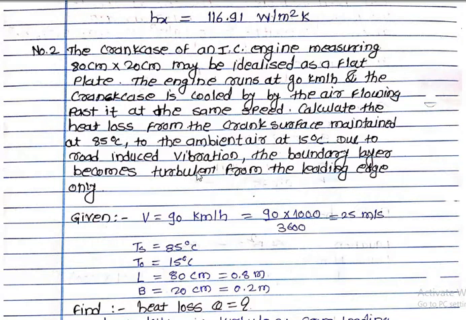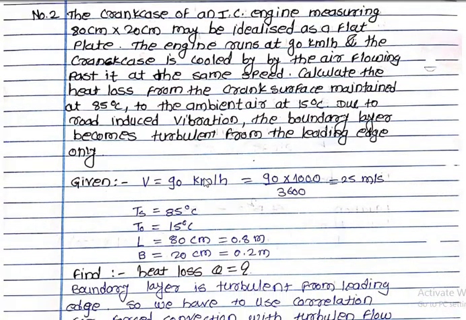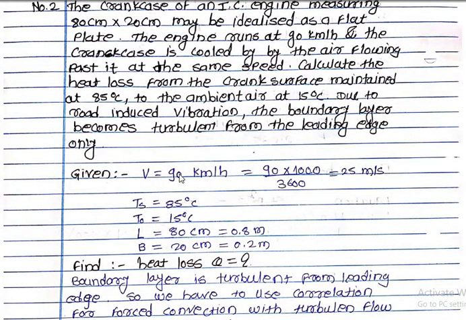Now because of the road vibration, the boundary layer becomes turbulent. So here we have to check whether the boundary layer is turbulent or not. For that purpose, initially the given data is V equal to 90 kilometer per hour. We have to convert it into meter per second. So 90 multiplied by 1000, kilometer converted into meter, divided by 3600, so that hour is converted into second. So we will get 25 meter per second.